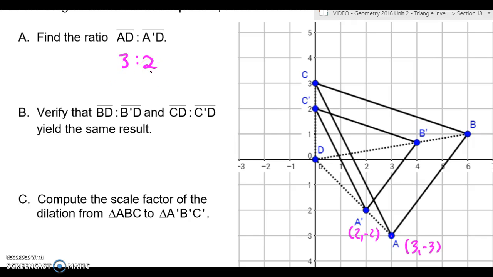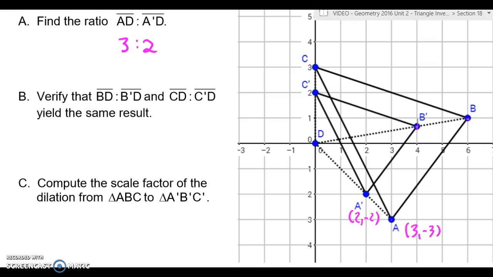Let's just make sure that works for B. If we look at B in the x-coordinate, we're going to focus in on that one. This is an x-coordinate of 6 and an x-coordinate of 4 for our image. Well, if we took 6 compared to 4 and we reduced that, we would get the same exact thing as we got up here, which is 3 over 2.